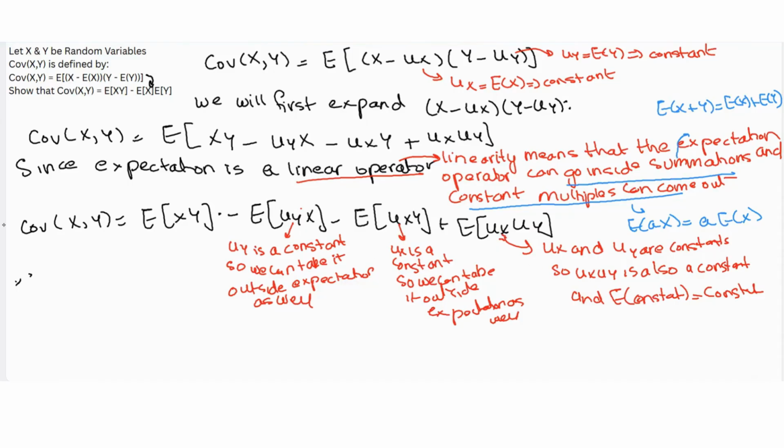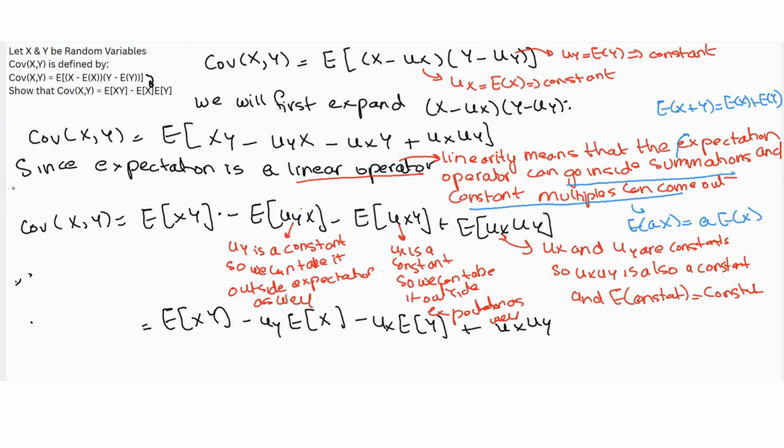So here we're going to use the fact that mu of x and mu of y are constants. We can take constant multiples outside of the expectation operator because expectation is a linear operator, so we can write it like this. We can take this mu of x out also, so this becomes the expected value of y. And mu of x times mu of y is a constant, and the expectation of a constant is just equal to the constant. Here that constant is mu of x times mu of y.